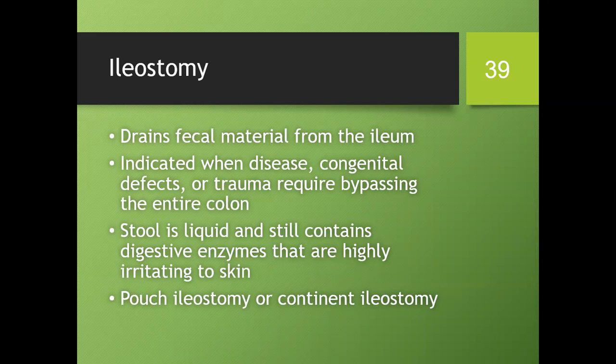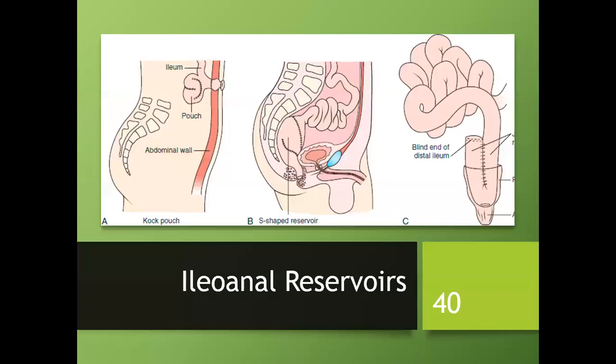The stool is liquid. Why? Because it hasn't gone through the process in the large intestine of water reabsorption. So it's got all that water in it. And it also still contains digestive enzymes, and those are highly irritating to the skin. So if that bowel product leaks from an ileostomy onto the skin, people usually develop a rash or a really bad dermatitis. A pouch ileostomy or a continent ileostomy are 2 different types.